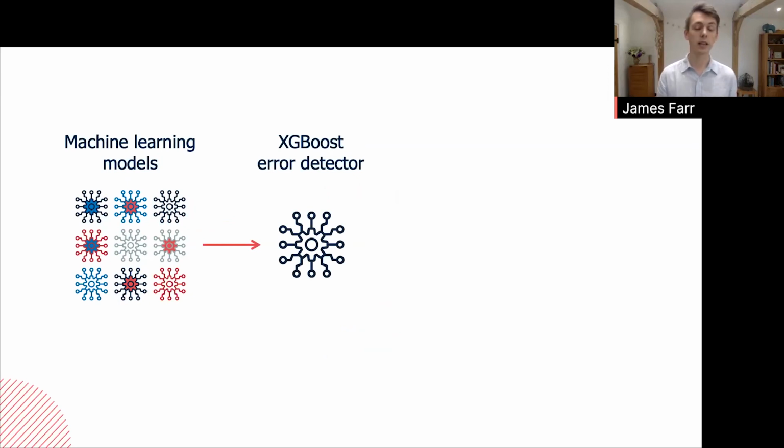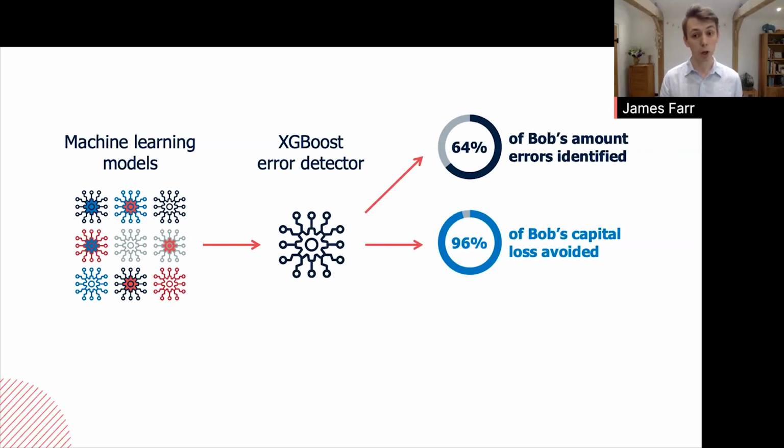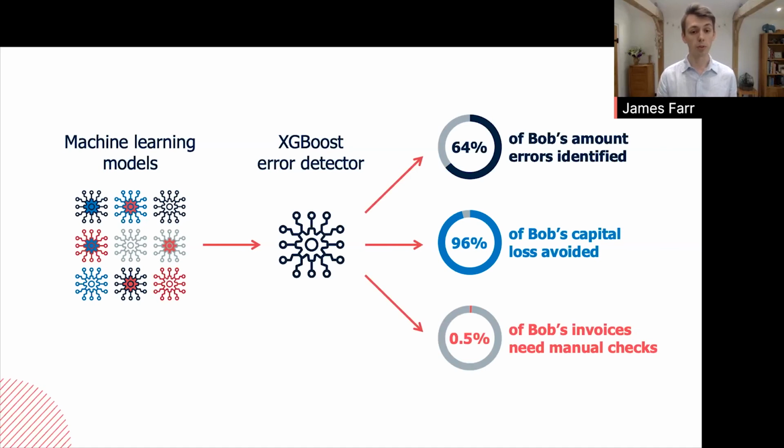Testing this on a set of unseen historic and artificial invoices, I could demonstrate that this has the potential to identify 64% of Bob's amount error invoices, and most importantly, could reduce Bob's capital loss due to amount errors by 96%. At the same time, it only required Bob to manually inspect 0.5% of his invoices, easing his workload, saving him time, and ultimately making him a very happy man indeed.